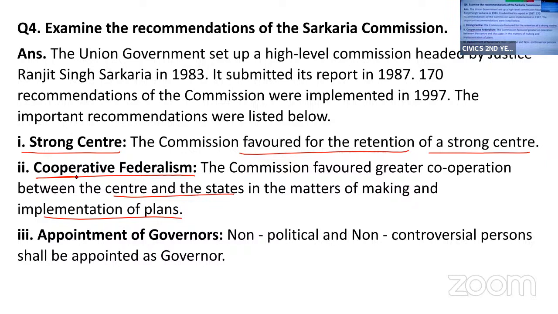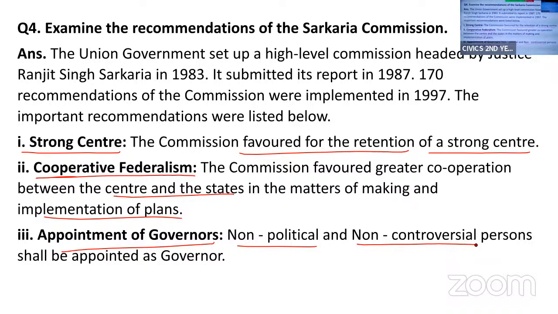The next is appointment of governor. The commission suggested a governor should be a non-political person. That means he should not belong to any political party. And it also suggested that he should be a non-controversial person. That means there should not be any scam, or he should not get involved. His name should not be in any controversy.